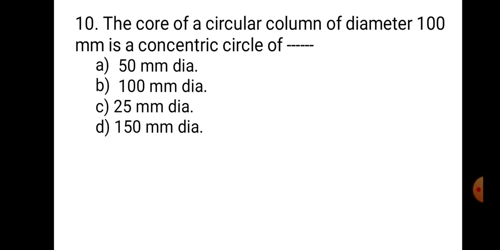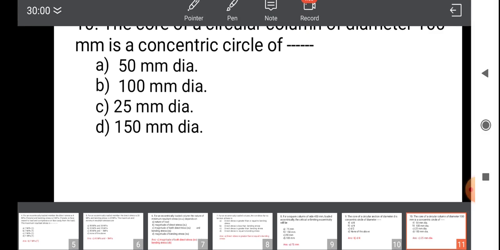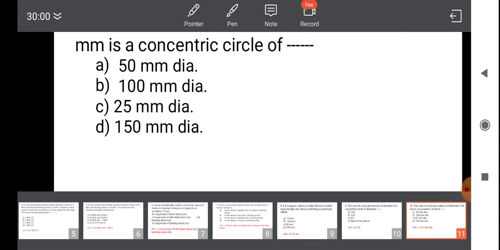Question number 10. The core of a circular column of diameter 100 mm is a concentric circle of A 50 mm, B 100 mm, C 25 mm, and D 150 mm. This is exactly similar to the previous one. Here diameter is given, so concentric circle of diameter means 100 divided by 4, that is 25 mm. C is the correct answer.